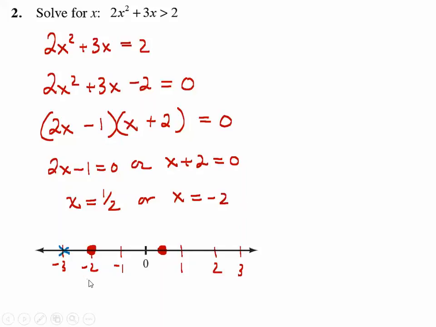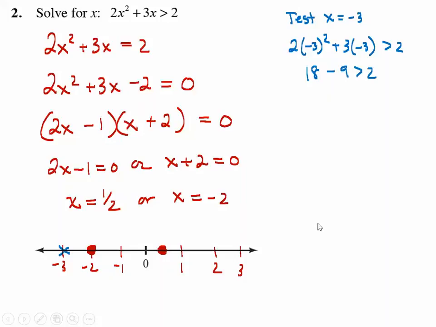Pick negative 3 as my test point here. Plug it in. Test point negative 3. Plugging back into my original equation. And again, all I want to know is true or false. So that's 9 times 2 is 18. Minus 9 is greater than 2. Yep, that is true. So negative 3, it is true.